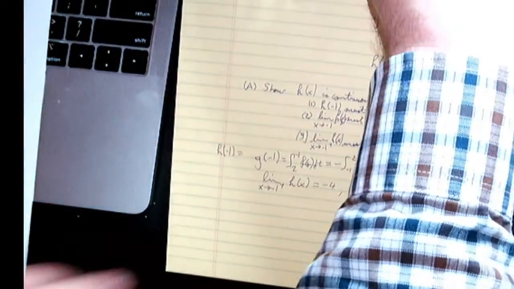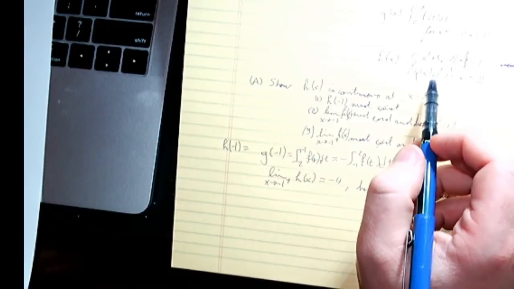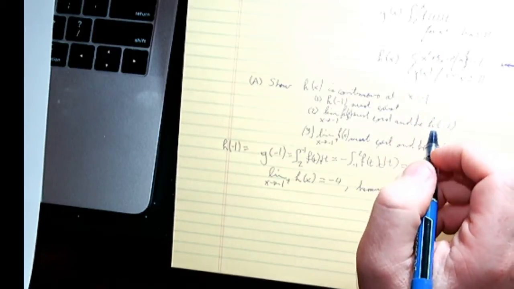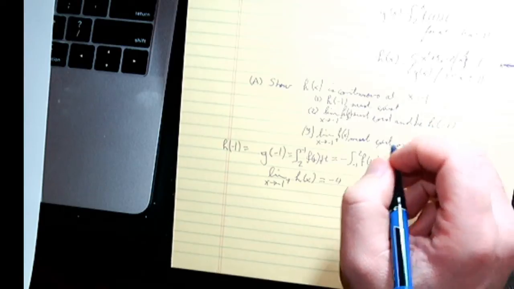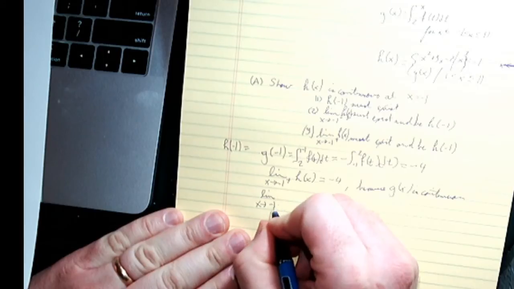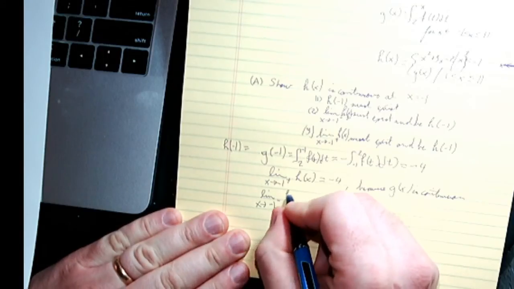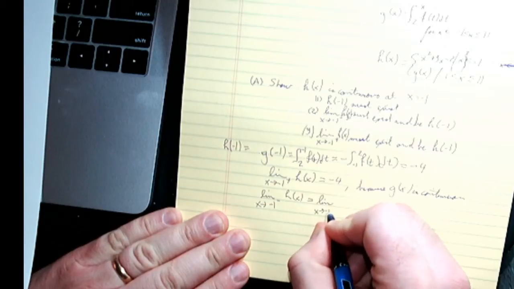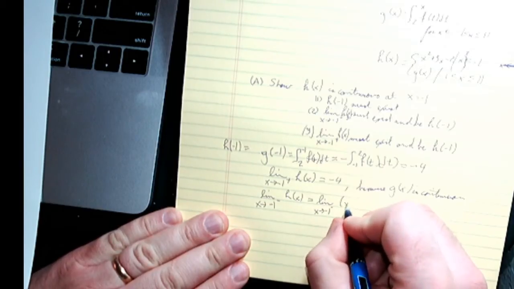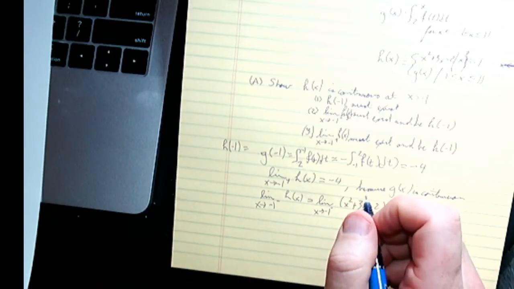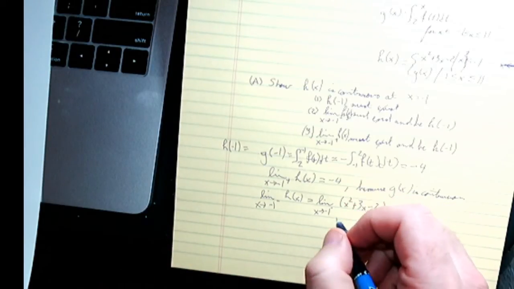So the last question is, what's the limit from the left? Well, the definition on the left is also a continuous function. This definition, this x squared plus 3x minus 2, is continuous. So the limit as x approaches minus 1 from the left of h of x is just the limit as x approaches minus 1 to the left of x squared plus 3x minus 2. And because that's a continuous function, you can just plug in minus 1 and see what you get.